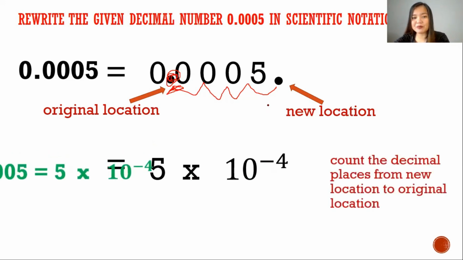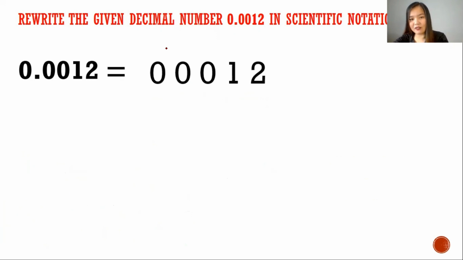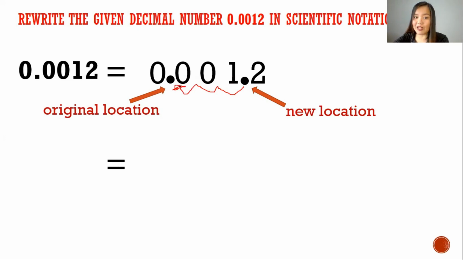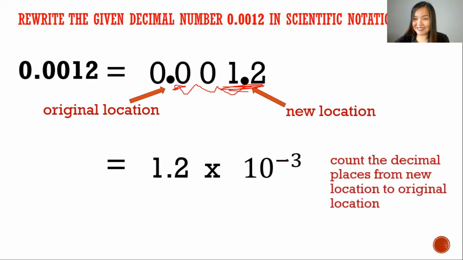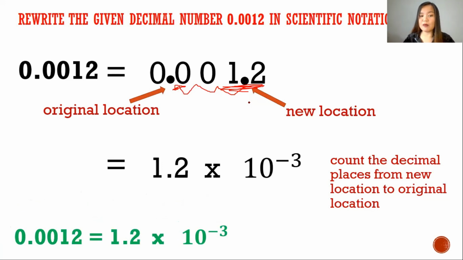Let's have another example. Rewrite the given decimal number 0.0012 in scientific notation. The given is that one, and you have to identify the new location and the original location. Then we count the decimal places from new to original location: 1, 2, 3. There are 3 decimal places to the left. So your answer is 1.2 times 10 raised to negative 3. Just find the C; the C determines the exact new location of your decimal point. So 0.0012 is equal to 1.2 times 10 raised to negative 3 in scientific notation.